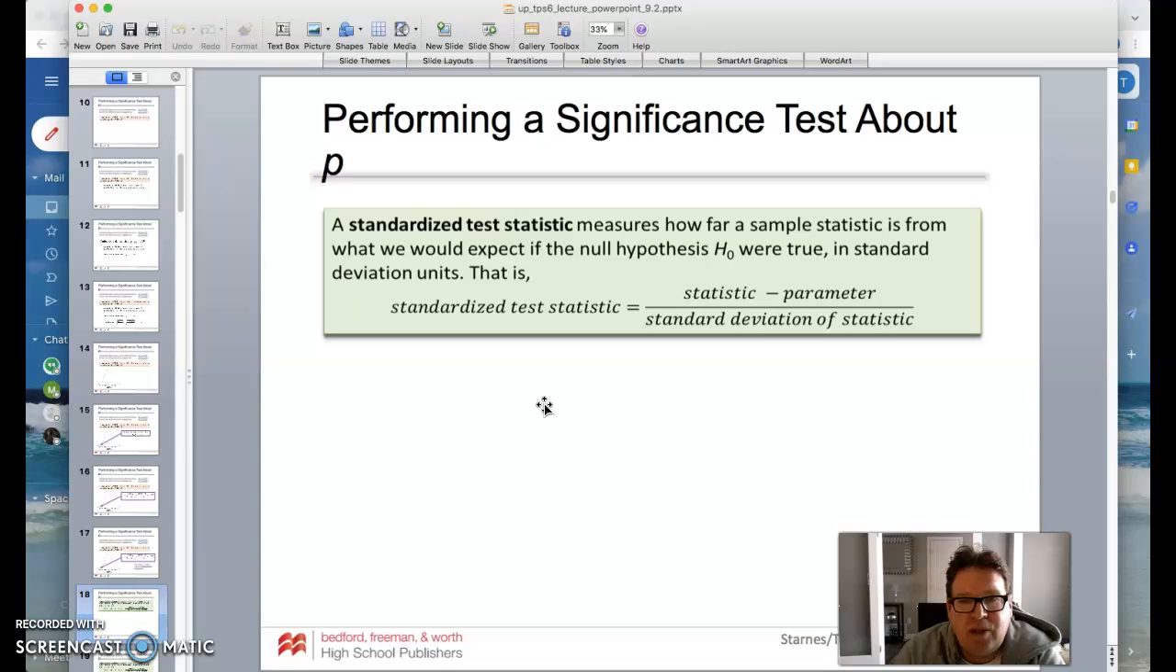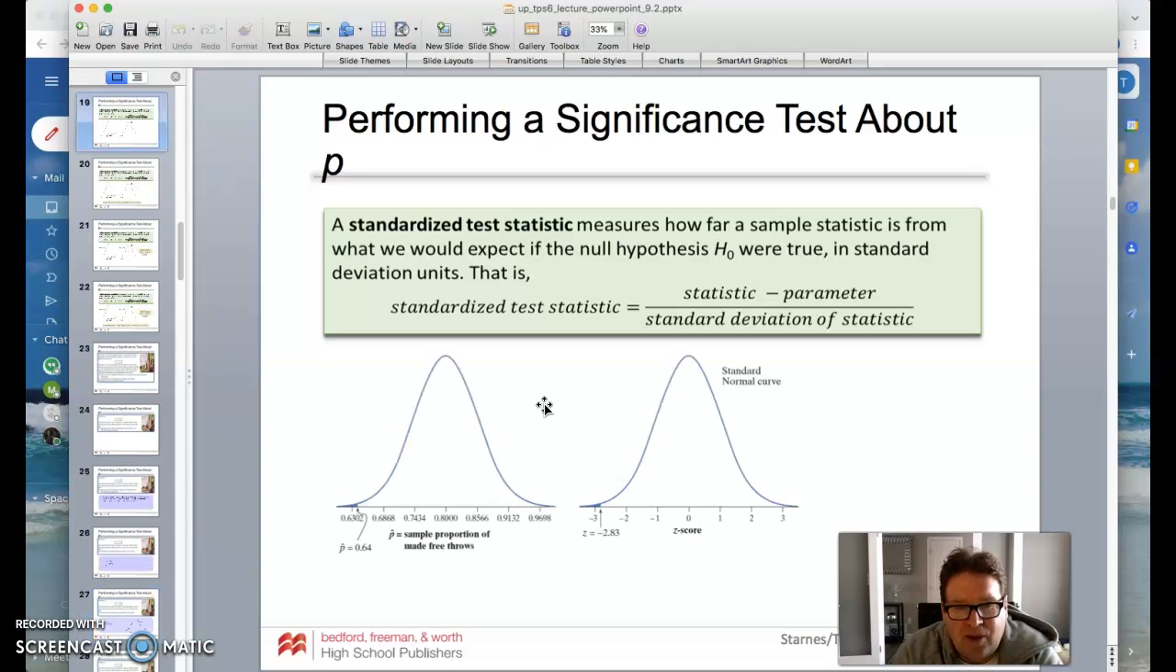It basically measures how far a sample statistic is from what we would expect if the null hypothesis were true, in standard deviation units. It's just like finding that z-score: our statistic minus the parameter, in this case the proportion, divided by the standard deviation of that statistic. We've done that many, many times.